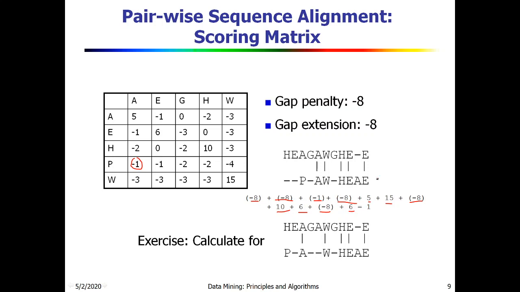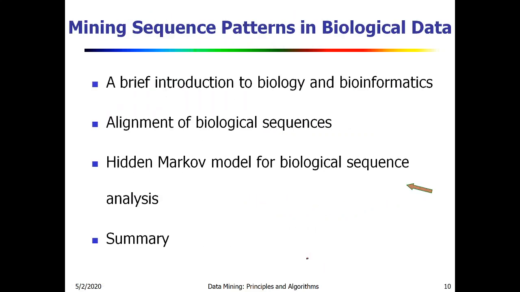So while calculating for this particular pair of sequences, we get this particular value. Now similarly, we find out the score for this other sequence also. Whichever gives the higher score, that one is said to have more similarity.